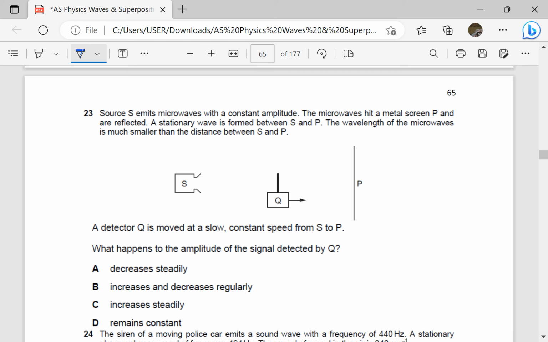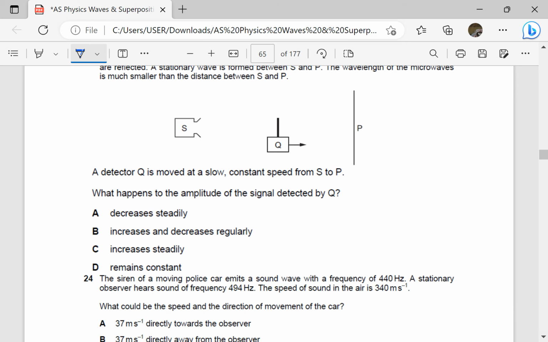Source S emits microwaves with a constant amplitude. The microwaves hit screen P and are reflected. The stationary wave is formed between S and P. The wavelength of the microwaves is much smaller than the distance between S and P. A detector Q is moved at a slow constant speed from S to P. What happens to the amplitude of the signal detected by Q?